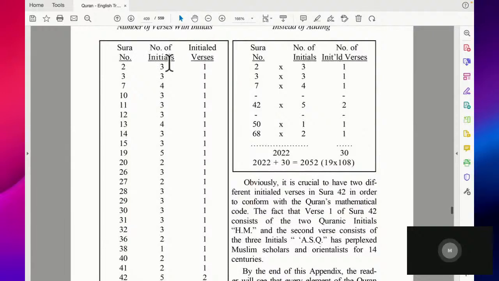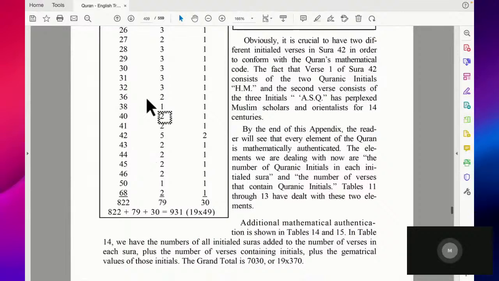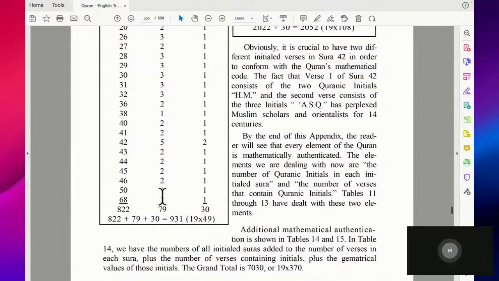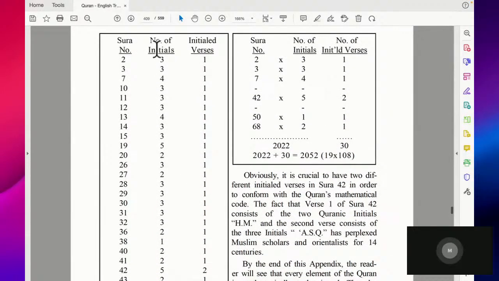Then number of initials. For example, Surah 2, Alef Lam Mim, 3, right? ALM. Surah 3, ALM. Surah 7, Alef Lam Mim Sad. So we have 4, right? So 4 has been mentioned here. And then going on, you get to, for example, Surah 68 that we have Noon, Noon Wab Noon. So we have 2. And this is the second column that is mentioned here, the number of initials of each surah, for the initial verse, the first initial verse.